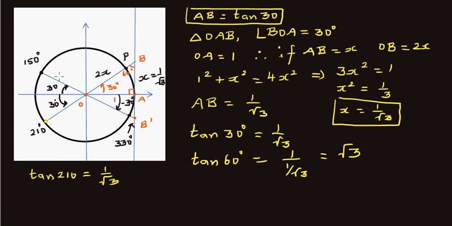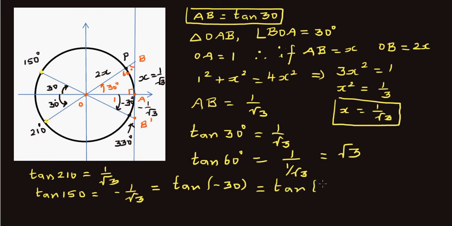Now tan 150, when you join this point to the tangent, it's going to hit B dash. So that length, if this is 1 over root 3, this length is going to be minus 1 over root 3. I hope you understand using symmetry. And that's why tan of 150 is going to be minus 1 over root 3. In the same way, tan of minus 30, and also tan of 330, follow the same pattern. So you can see many results being formed by just tan 30.